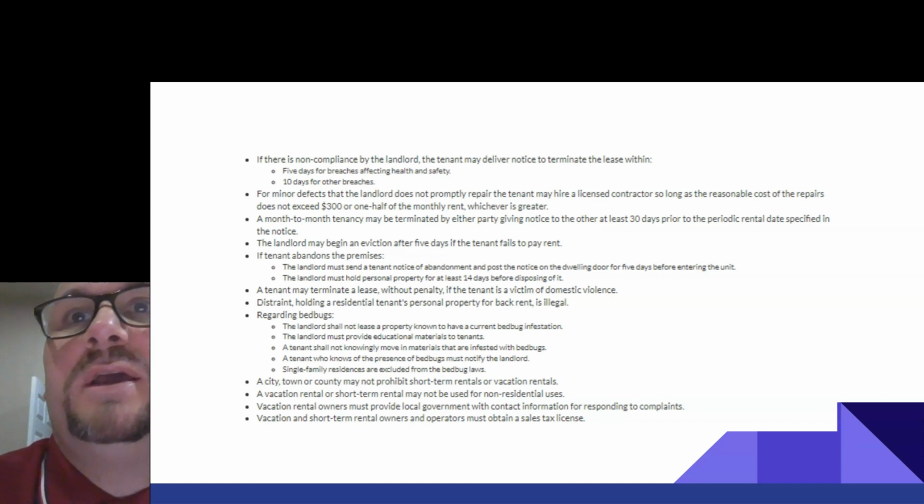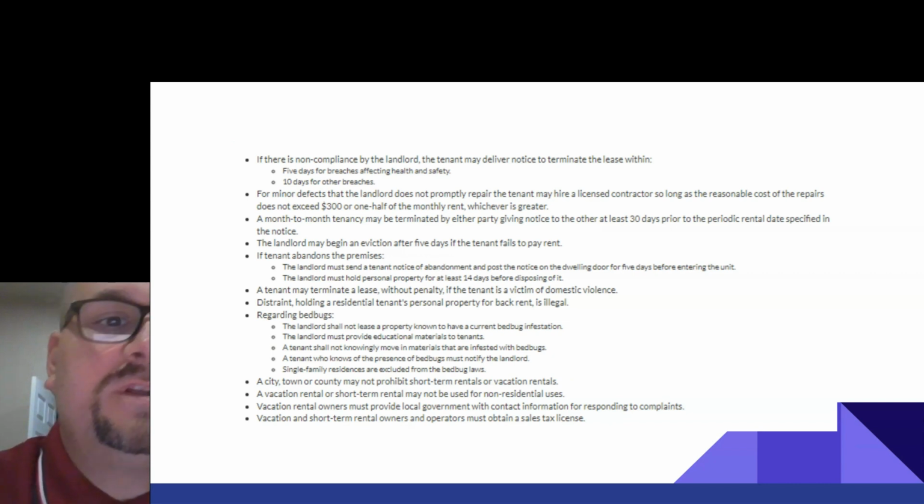And if they don't pay 5 days later, you can start the eviction process, right? If they miss 5 days, it's their responsibility to pay you.